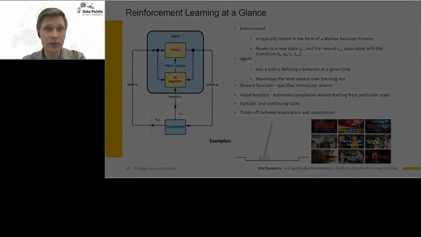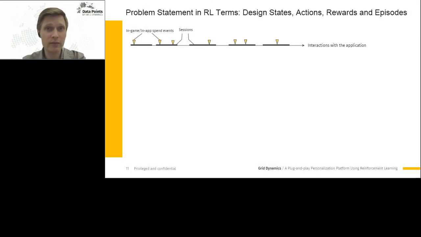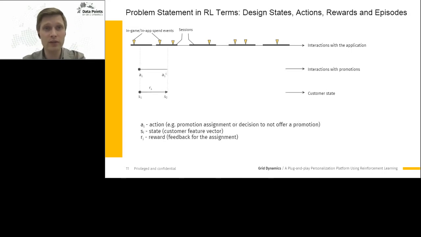So the user interacts with the application or game and purchases items. We will define the state as a customer feature vector with features like origin country, the number of games played, total amount of spending, etc. Given the state S1, we take an action A1, which can be a promotion assignment or a decision not to offer a promotion to the customer, and the reward can be calculated, for example, as the amount of spending until the assignment is finished. So it may not be immediate in time, but may be calculated only after a few days, when we realize that the user is not interested in the assignments or the user consumed the assigned promotion.